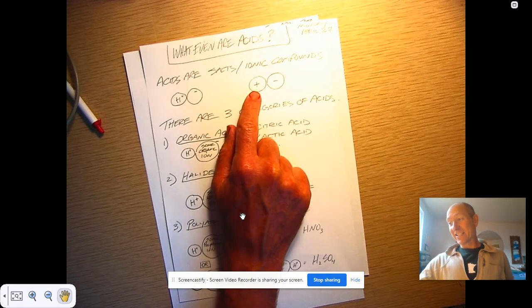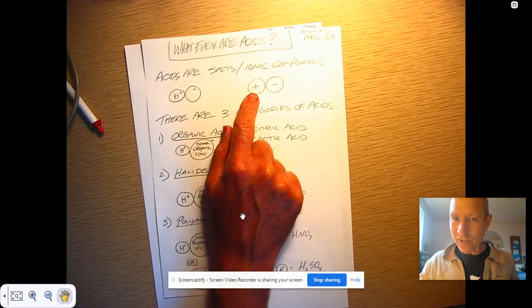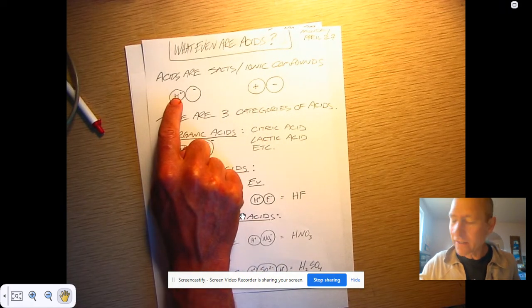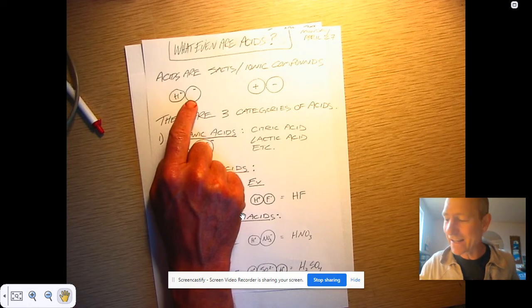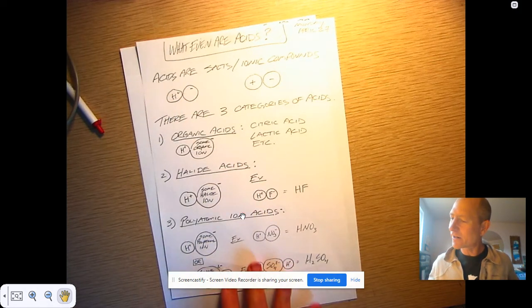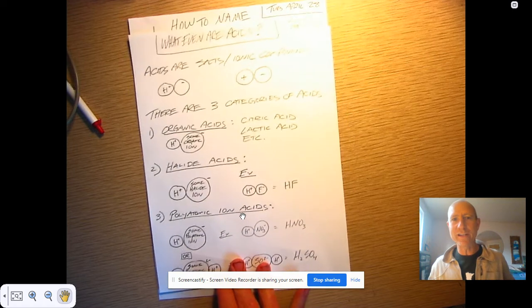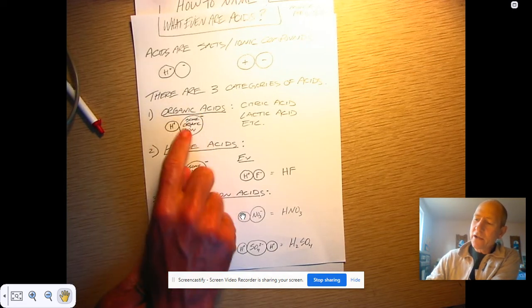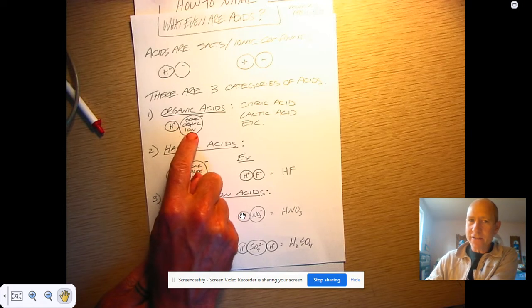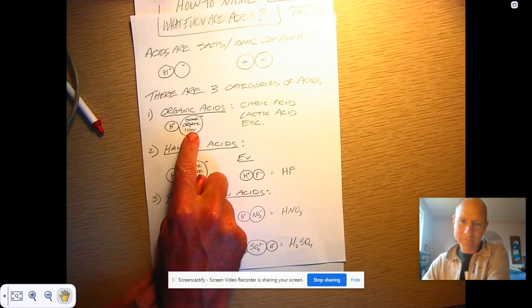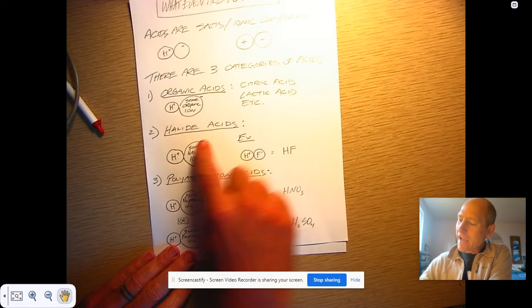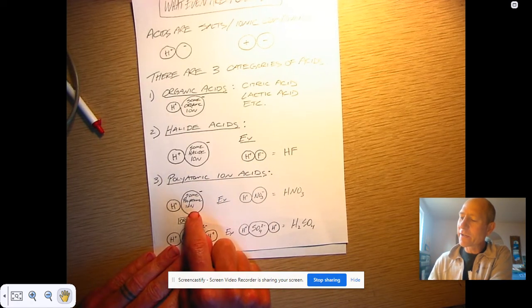Anyway, acids are salts where the cation is a hydrogen ion, and the anion can be any anion. So that's what an acid is. And we looked at three different kinds of acids. We looked at organic acids, where the anion is some organic ion, which we're not going to talk about really. We're going to talk about these two right here, halide acids and polyatomic acids.